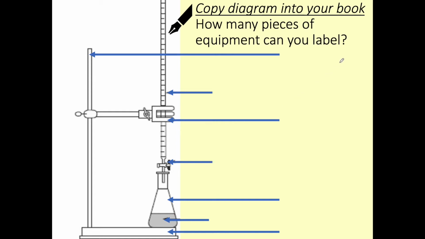Okay, so you also have this diagram on your worksheet. If you don't have access to the worksheet, then you can copy it into your book. How many of these pieces of equipment can you label? Pause the video whilst you have a go. So this piece of equipment here should be very familiar to you, and that is a retort stand.